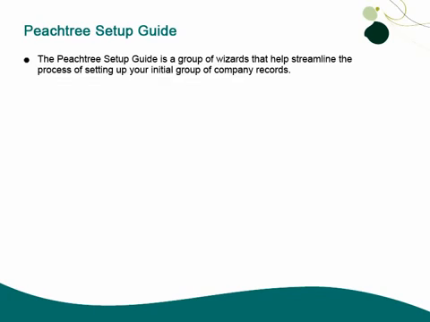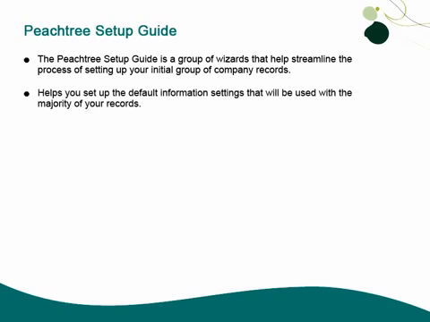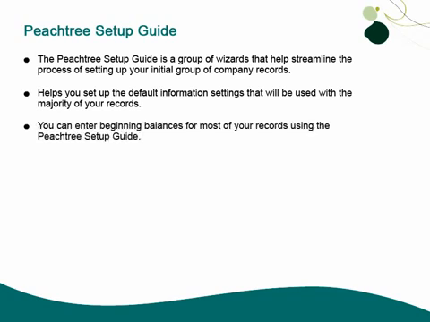The Peachtree Setup Guide is a group of wizards that help you quickly get up and running in Sage Peachtree by streamlining the process of setting up your company records. The Setup Guide also helps you set up the default information settings that will be used with the majority of your records. You can also enter beginning balances using the Peachtree Setup Guide.